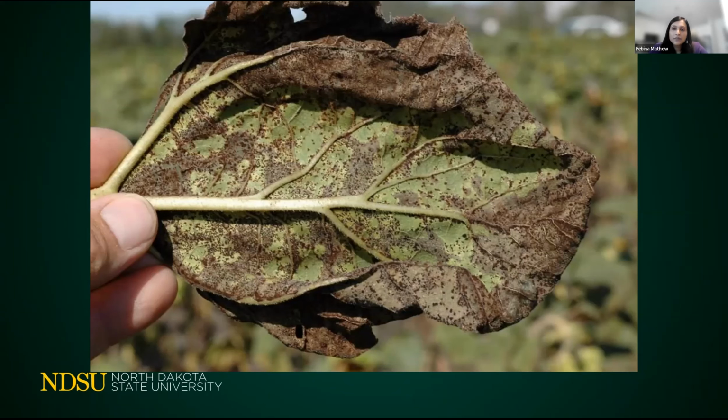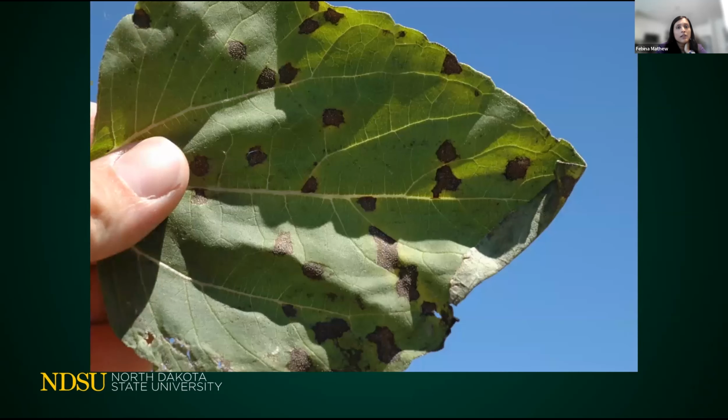But in the case of sunflowers, there is no need for the spores to blow from the south. The spores might be hanging in there from a previous season, and then you plant sunflowers, and those spores can actually infect the sunflowers. So the disease can just develop within the field as opposed to coming from a completely different state. I have just a side picture.